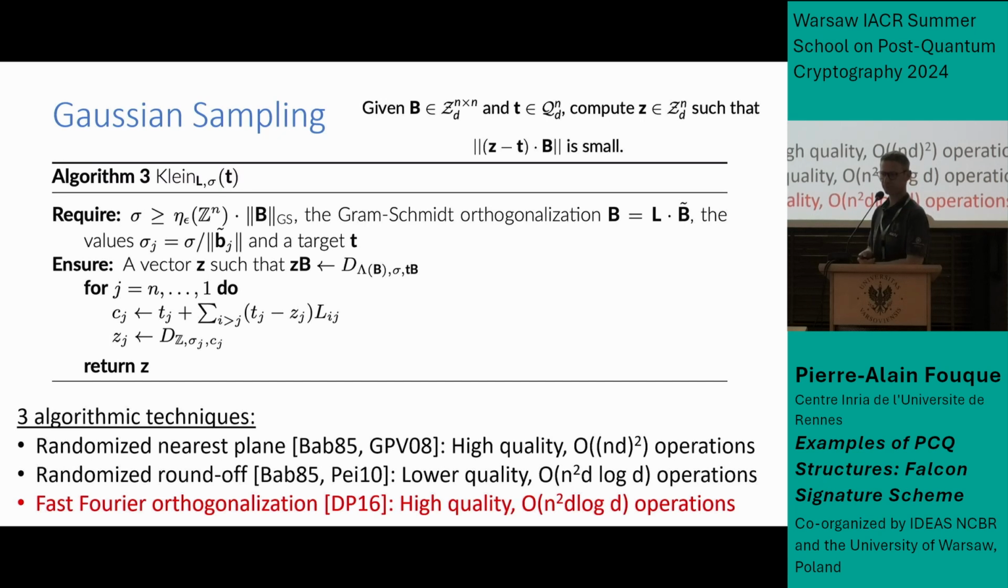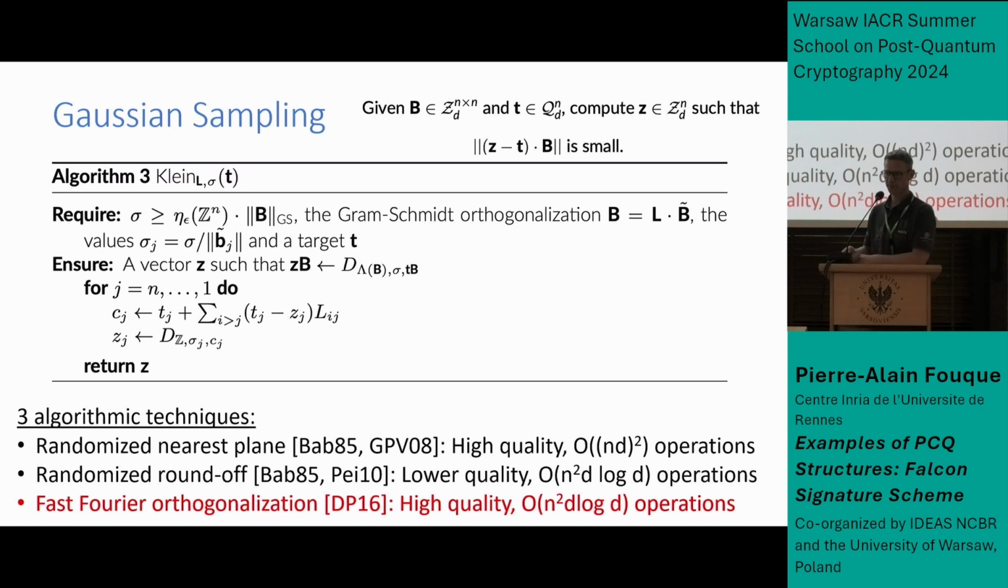Okay? The second algorithm is called the randomized rounding algorithm. This corresponds exactly to the randomized version of the Babai algorithm. However, the main drawback is that the quality is lower: the output of this sampling is not very close to the point that you begin with. It can be quite large. However, the running time is quite good.